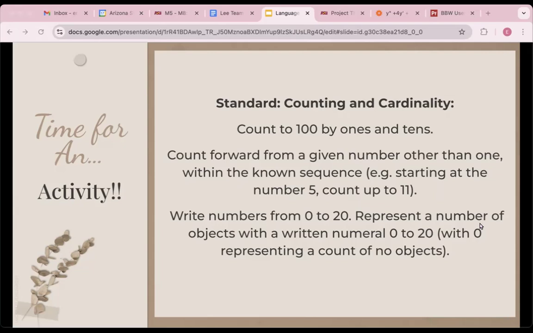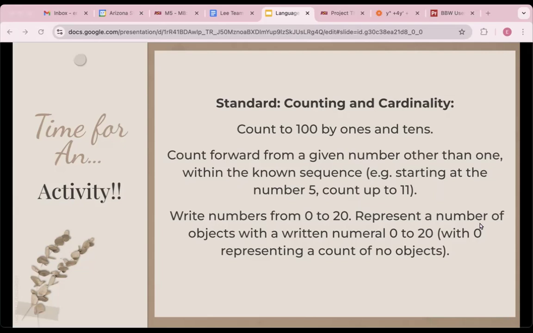Let's count together. Ready? 1, 2, 3, 4, 5, 6, 7, 8, 9, 10, 11, 12, 13, 14, 15, 16, 17. 17. Yay, we got 17.